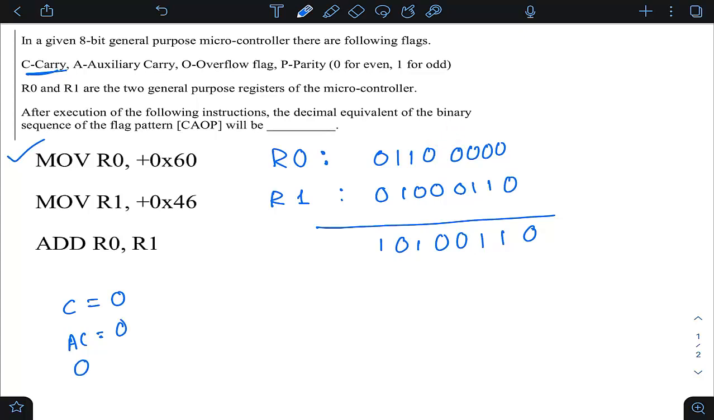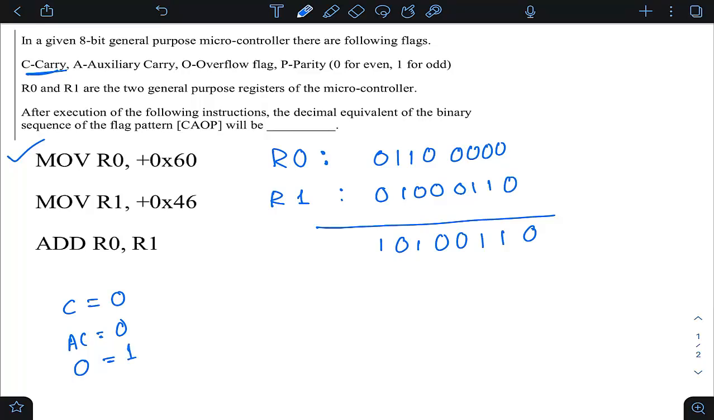What about the overflow flag? Is there any overflow? Yes, there is overflow, because we know when you add two numbers, if two same sign numbers are added and the result is of opposite sign, we say overflow has happened. Here this is a positive number, this is a positive number. You are adding two positive numbers and you are getting a negative number. Sign bit 1 means negative number, sign bit 0 means positive number. Addition of two positive numbers is resulting in a negative number. It indicates the case of overflow. So the overflow flag is definitely 1.